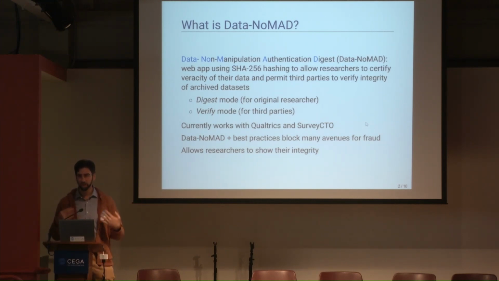The tool operates in two modes. The first mode is what we call digest mode, and that's for the original researcher who's organizing the data to be collected on the platform. The second mode is what we call verify mode, which is for third parties who'd want to authenticate a data set that would be posted to a replication archive or repository down the line. Currently, the tool works with Qualtrics and Survey CTO, and the hope is that this tool, plus some best practices that we think complement it, could help to block avenues for fraud and allow researchers to show their integrity.